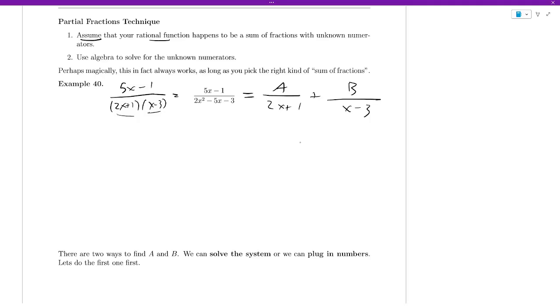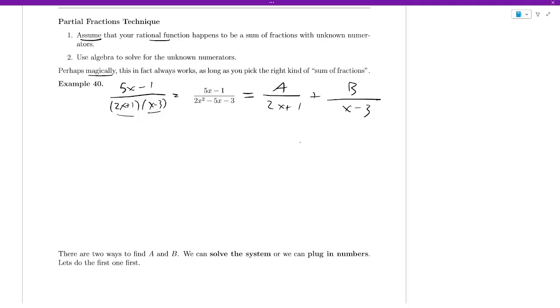So this is a little bit weird, kind of a big leap. Do I really know that every rational function can be written as the sum of two things, and then I just have to find what A and B are? It turns out, yes, that actually works. You can just write down A over one factor plus B over another factor, and then do a little bit of algebra to figure out what A and B have to be.